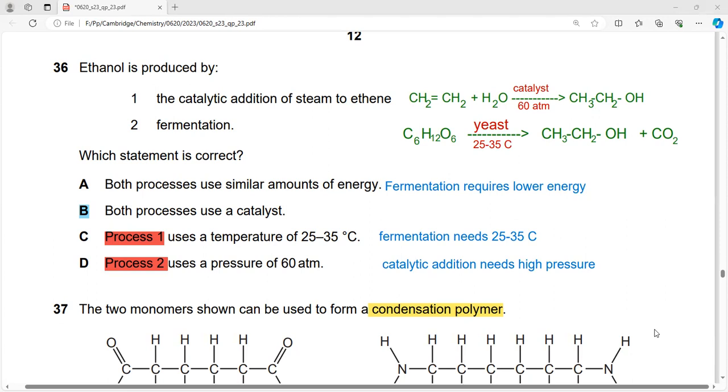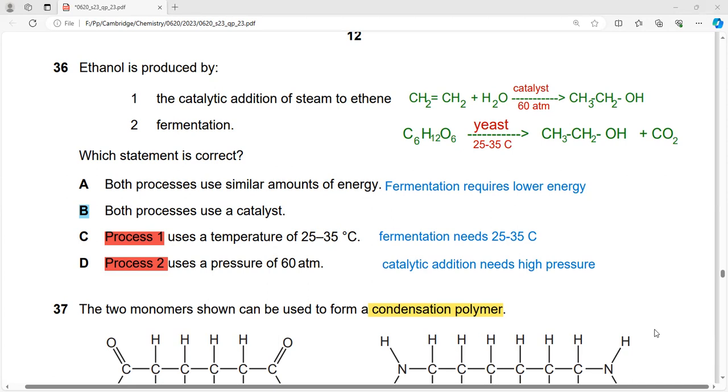So that's why it is the wrong option. In the same way, option B says both processes use a catalyst. So for example, you can see that there is a catalyst we are using in the first process, catalytic addition. What about the yeast? It is also using an enzyme to break the glucose molecule. It is also a biological catalyst. So that's why both processes are using a catalyst. So C is the wrong option.